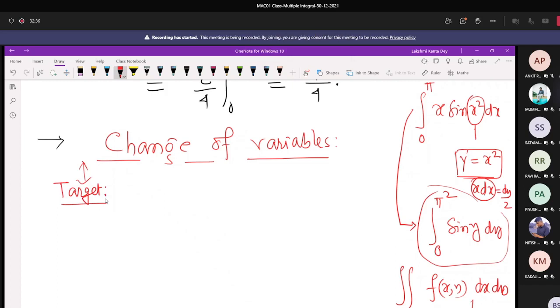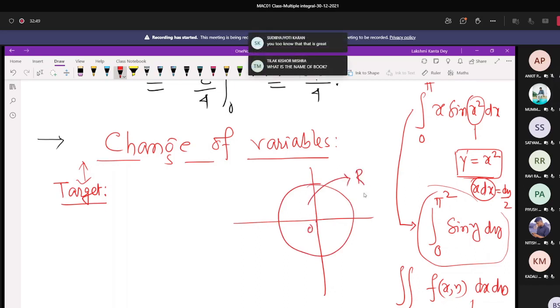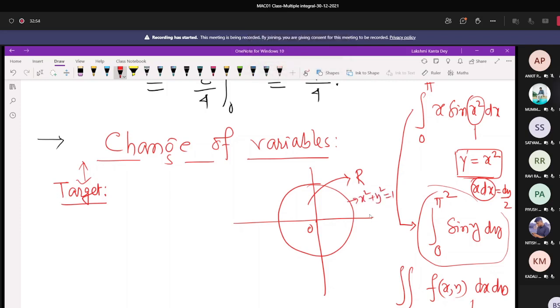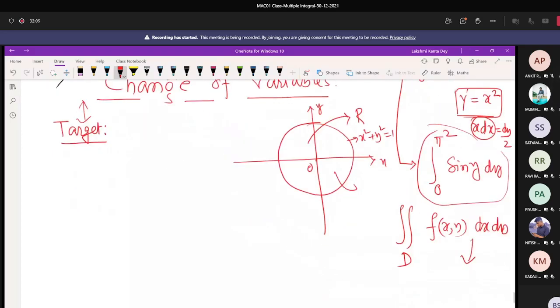So all of you understand the target. Sometimes, for example, if I take this kind of domain of definition, suppose this is your origin, and this is your region R, bounded by x square plus y square equal to 1. This is your x-axis, this is your y-axis. So this is your region of integration, or maybe like this particular thing.